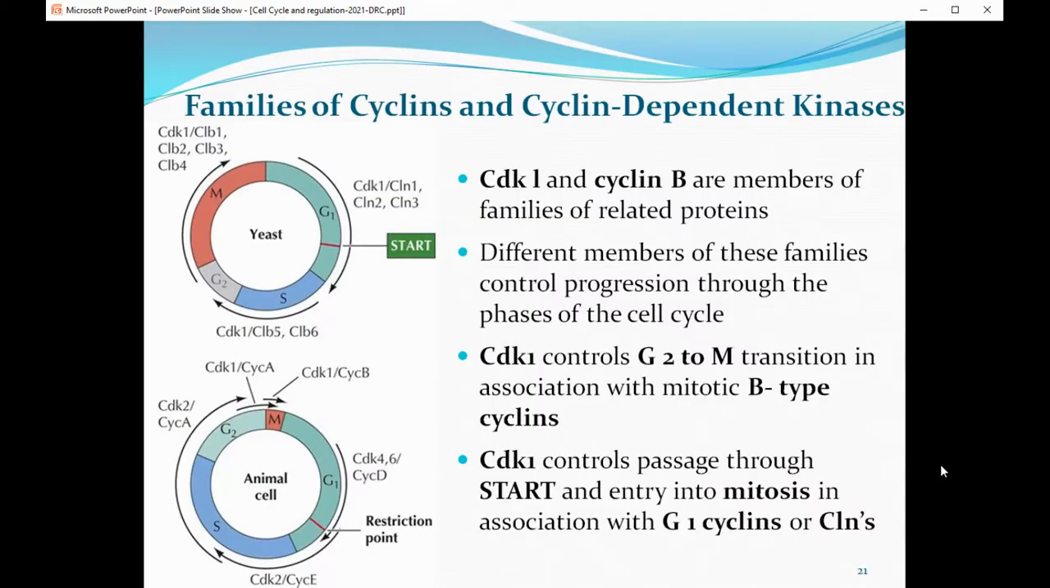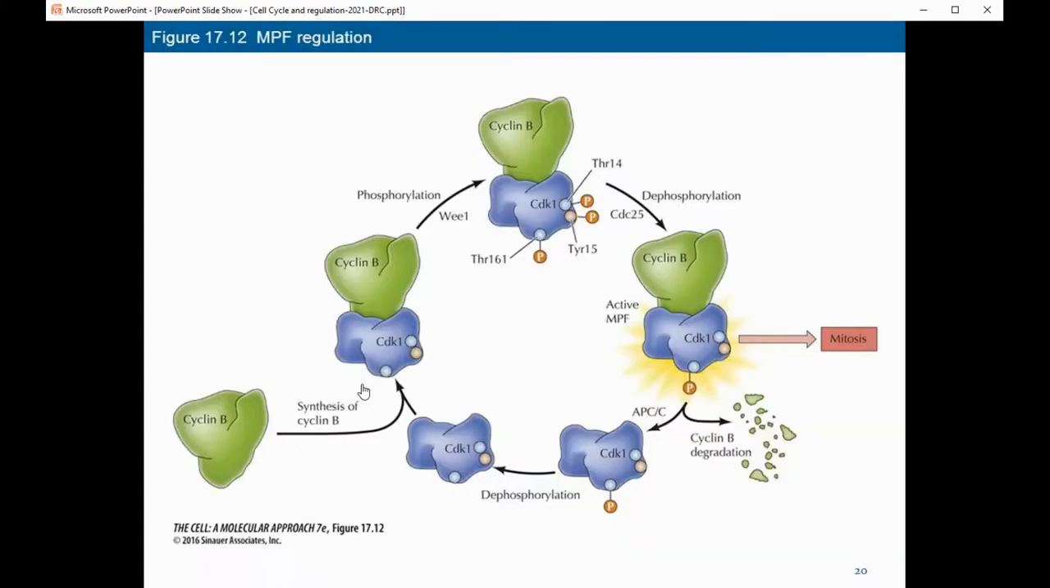So there are different families of cyclins and cyclin dependent kinases. For example, CDK1 and cyclin B are members of families of related proteins. Different members of these families control the progression through different phases of the cell cycle. For example, CDK1 controls G2 to M transition in association with B type cyclins, just the thing we read just now. CDK is working with cyclin B.